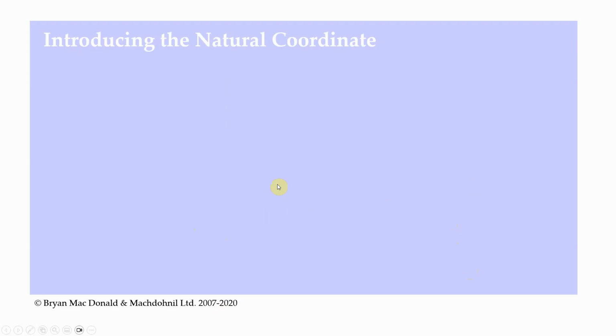Now we're going to introduce the natural coordinates. Previously we talked about local coordinates and global coordinates, and now we're going to take another look at a different type of coordinate, which is called a natural coordinate. From our previous discussion, it should be fairly obvious that we need a global coordinate system to represent the location of each node and orientation of each element, and to apply boundary conditions and loads, things like that.